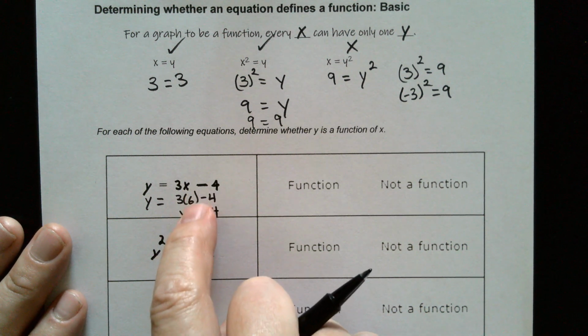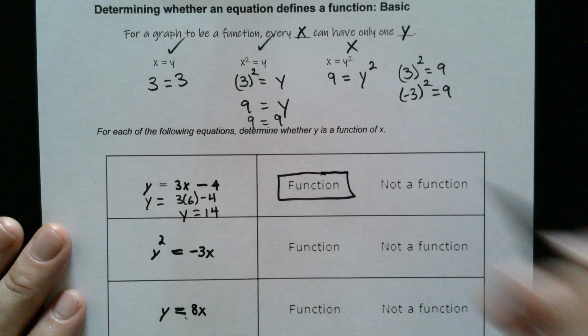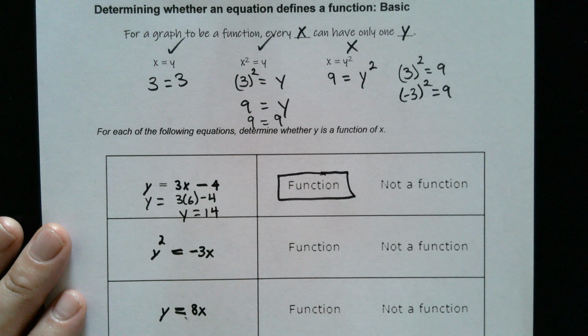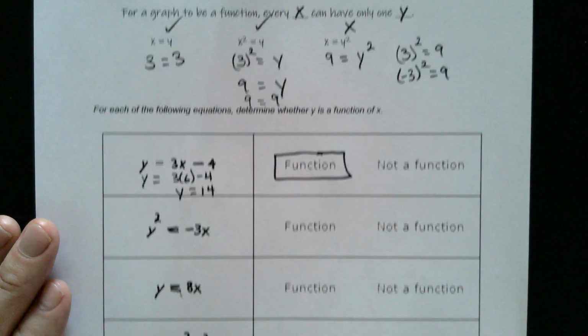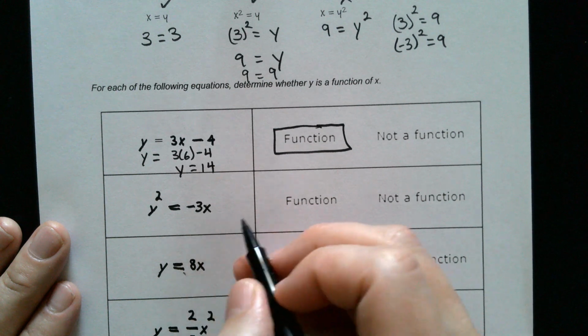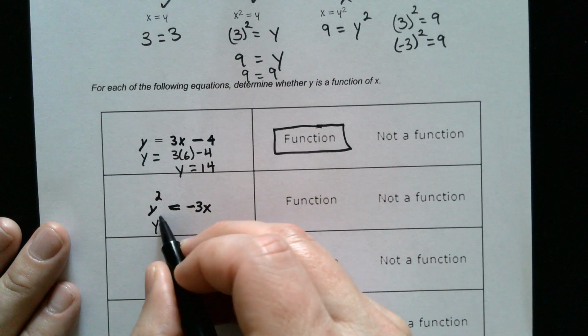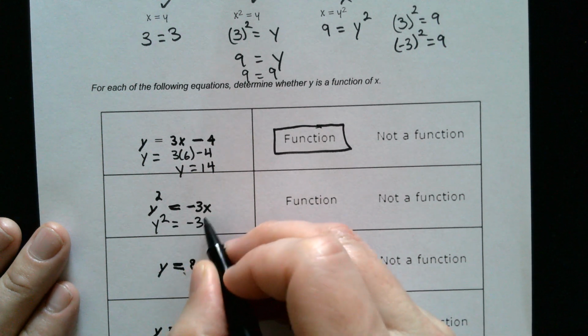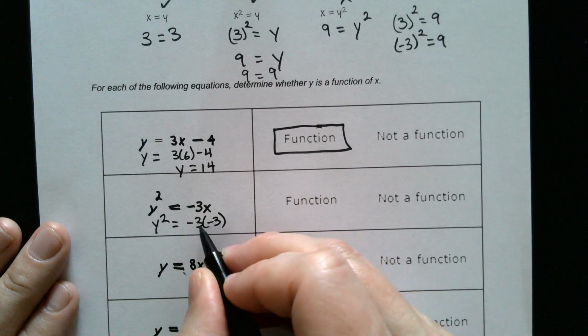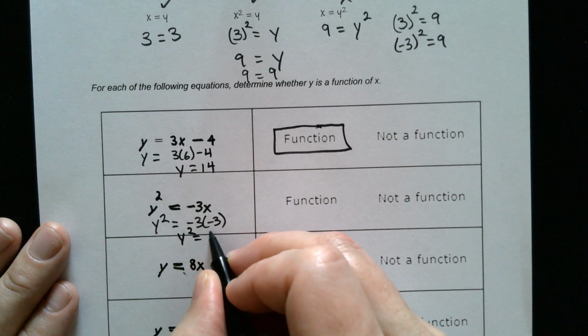It doesn't have a square on it or anything like that. So this is a function. You put in one x value and you get one y value back. Put in one x value, get out one y value every time. That is a function. Now on this one, notice we have the squared exponent, so I can choose a value for x. Let's say x is equal to negative 3. So y squared is equal to negative 3 times negative 3. What is negative 3 times negative 3? That's 9. So you get y squared is equal to 9.